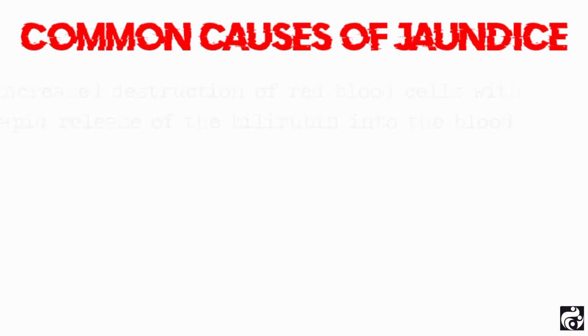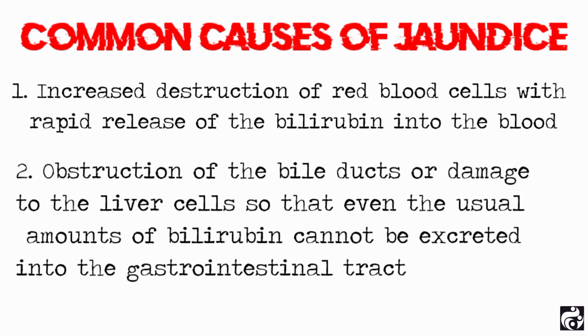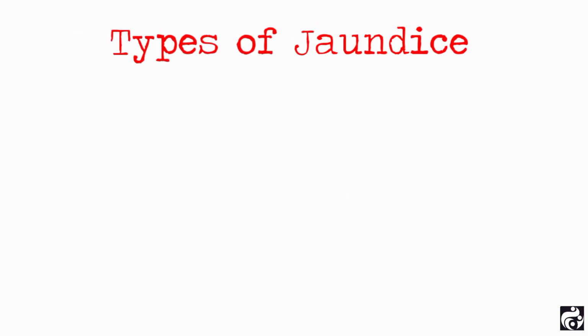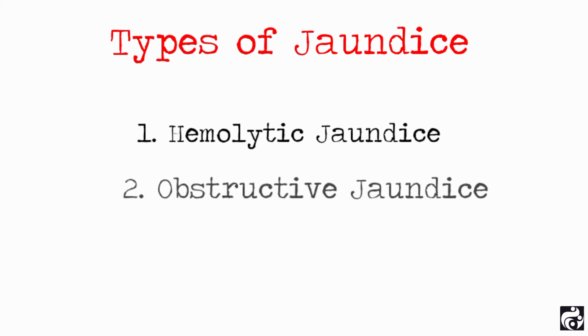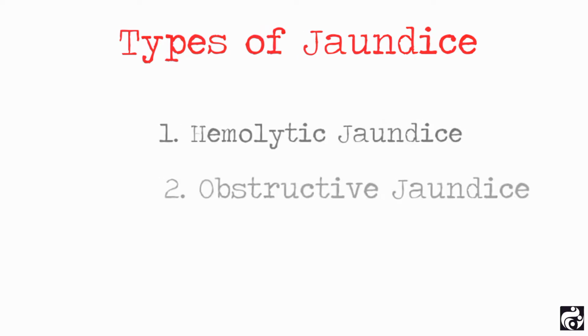Now let's see some common causes of jaundice. Increased destruction of red blood cells with rapid release of bilirubin into the blood, obstruction of the bile duct, or damage to the liver cells so that even the usual amount of bilirubin cannot be excreted into the gastrointestinal tract. These two types of jaundice are called respectively hemolytic jaundice and obstructive jaundice. Now let's take a look at each of them one by one.